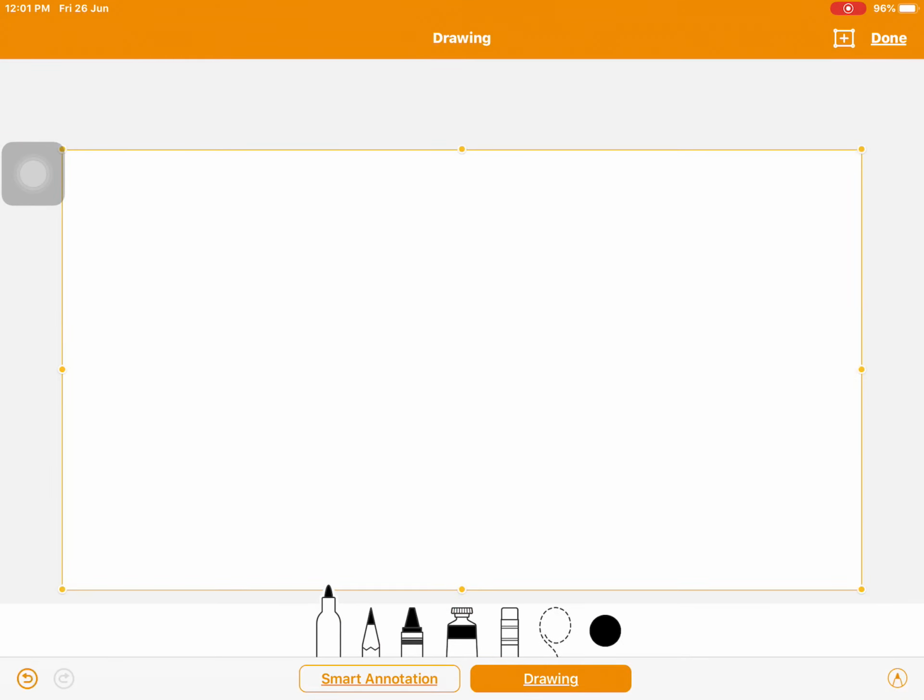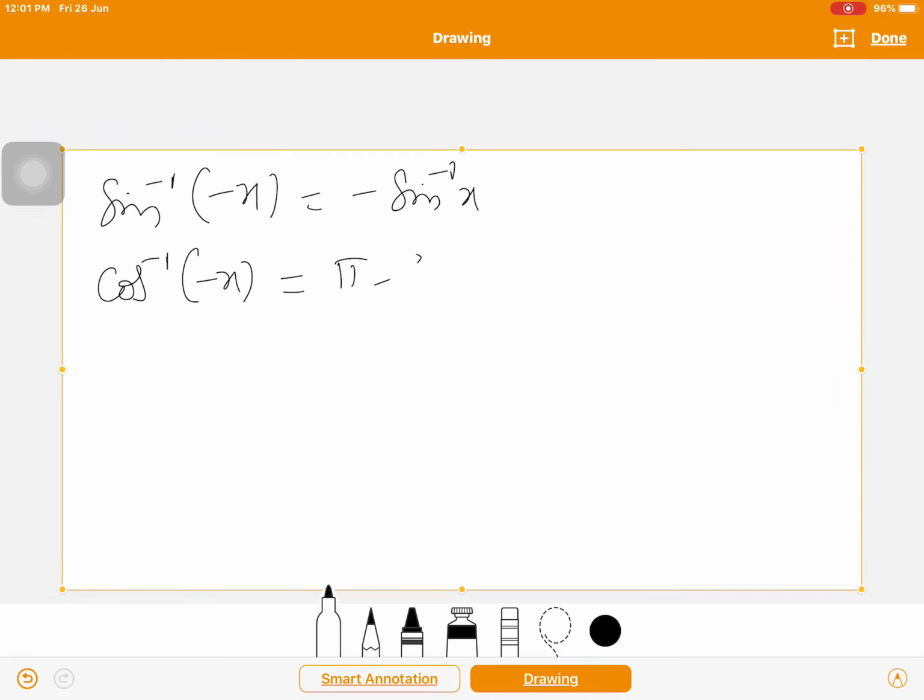Okay, see now, what are the formulas we discussed yesterday? Not the principal value branch, but negative angles of inverse trigonometric functions. I am writing once again. Sine inverse of minus x is minus sine inverse of x. Simply, minus we can send outside. Cos inverse of minus x is pi minus cos inverse of x.